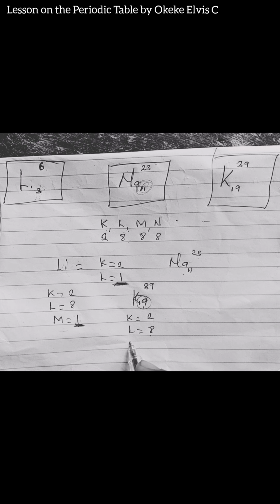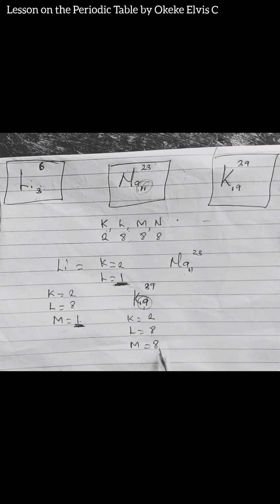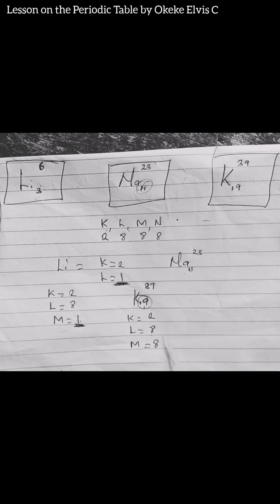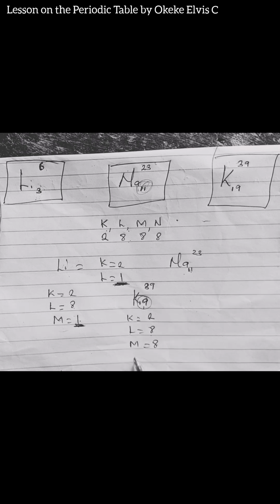So you go for the third shell, which is the M shell, which can also take 8. So 8 plus 8 is going to give you 16, plus the 2 is going to give you 18, remaining one more electron to get to 19. So you go for the N shell, which can take 1.